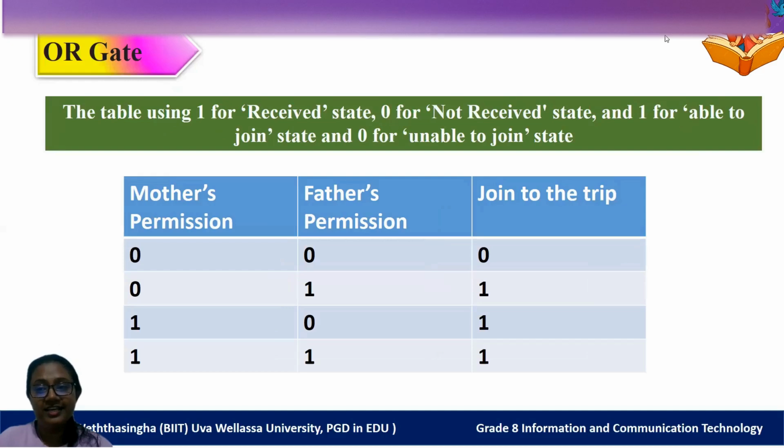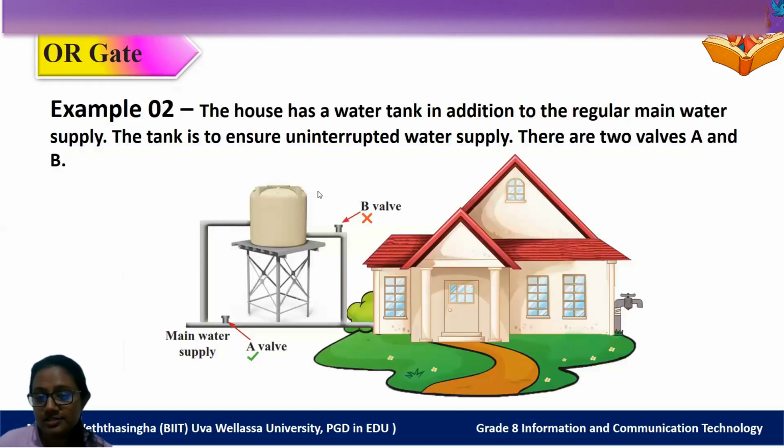Do it quickly. A is open, but the valve we close. Do we receive water? Yes, we will receive. Yes, we receive water because we can have the water through the main water supply, not through the tank. Second statement, second one. We close the A valve, but we open the B valve. Right? Do we receive the water? Do we receive the water in this situation?